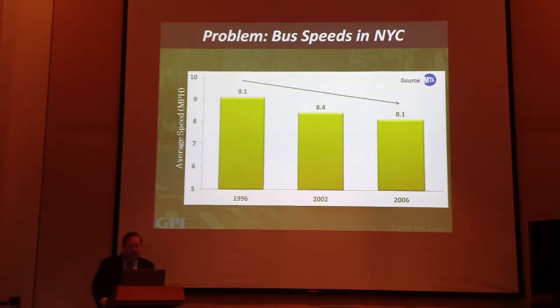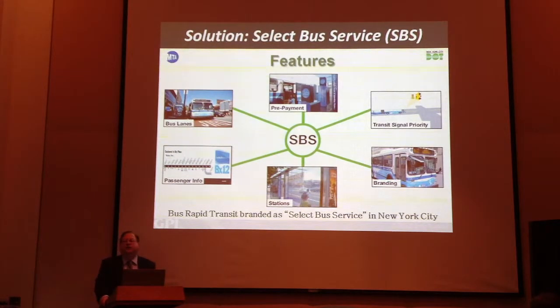The fact of the matter is that not only are the speeds slow, but they've been continuing to drop. The situation has been getting worse over time. So that gave impetus to the MTA in New York City, plus the city DOT, to start to work together to formulate solutions. And the solution is what in other places is known as bus rapid transit. In New York, it's called select bus service.